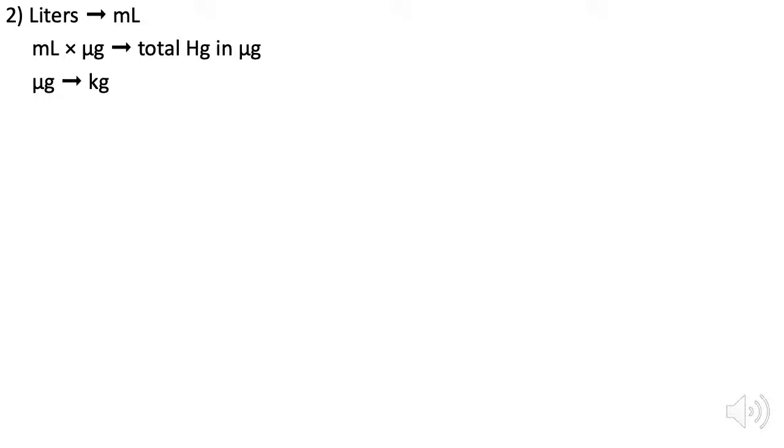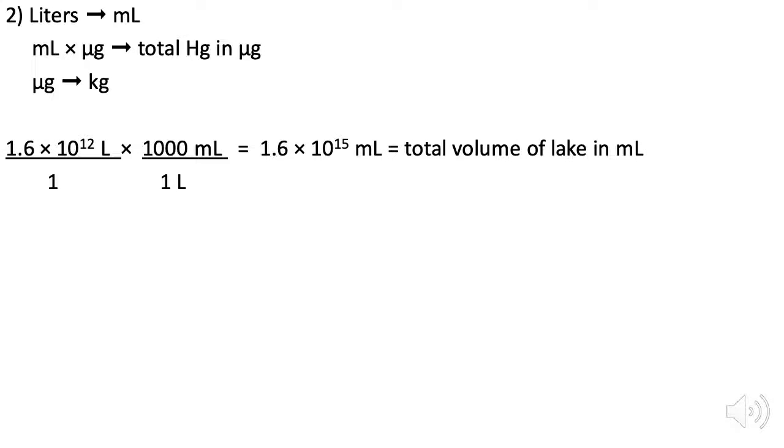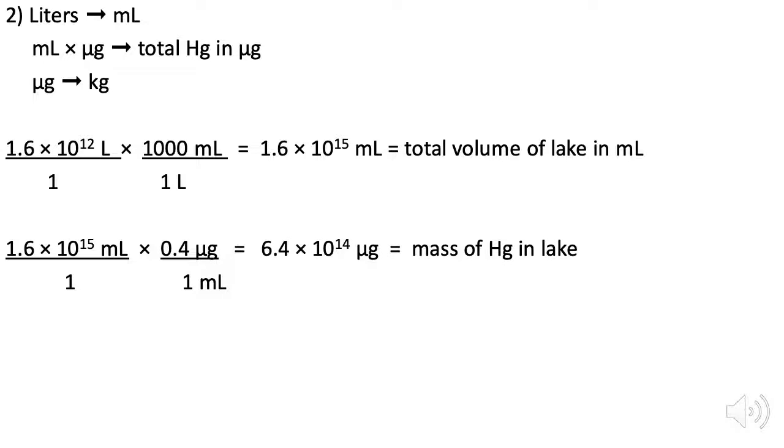Now that we've got our volume measurement, let's convert that to milliliters really quick. You see our number is going to get bigger. Units of liters are going to cancel. Obviously, there's more milliliters than there are liters. So now I've got the total volume of the lake in milliliters. I can now use the ratio that I was given in the problem of 0.4 micrograms per milliliter of lake water to determine the total amount of mass of mercury in the lake.